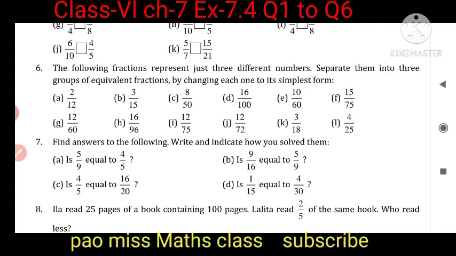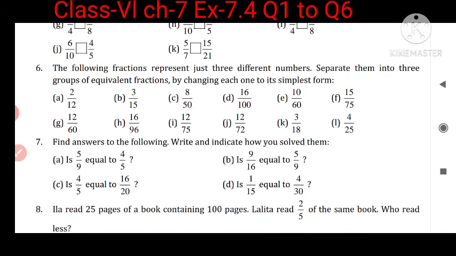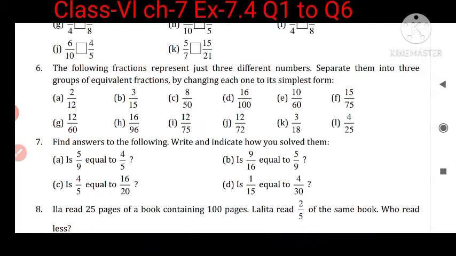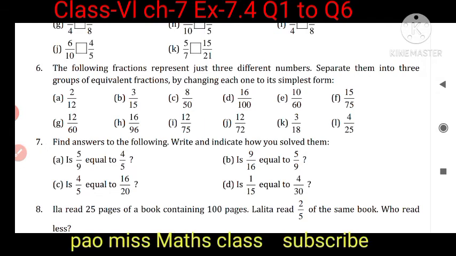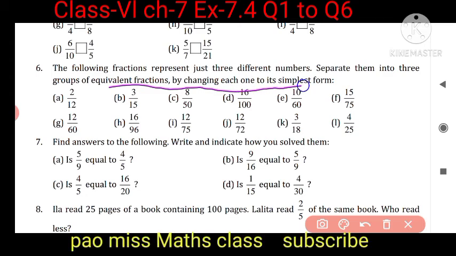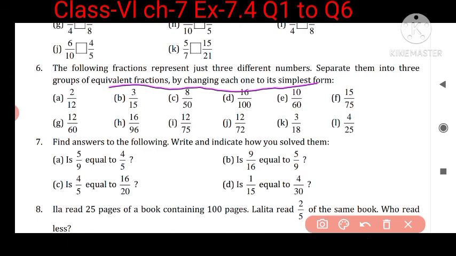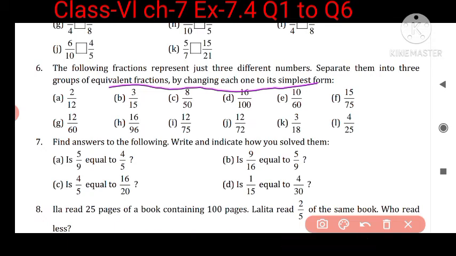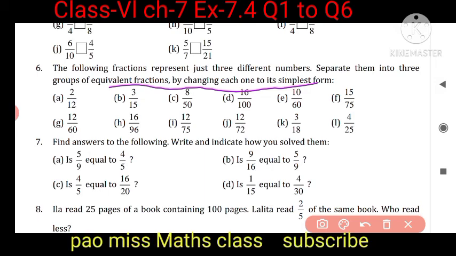So what do we have to write? There are 3 different numbers here. Only 3 different means 3 different numbers are there, and the others are equivalent. Okay, we have to separate them into 3 groups by changing each one to its simplest form. So we have to convert these into simplest form. We know how to convert into simplest form, isn't it? Directly also we can cancel it out, or we can find their factors and then cancel the common factor.